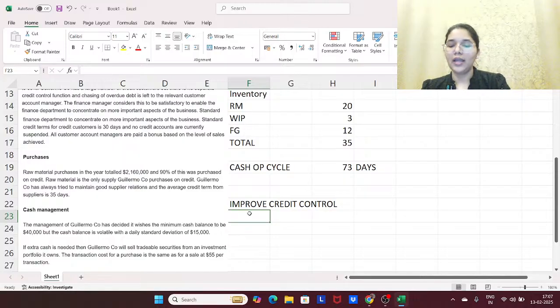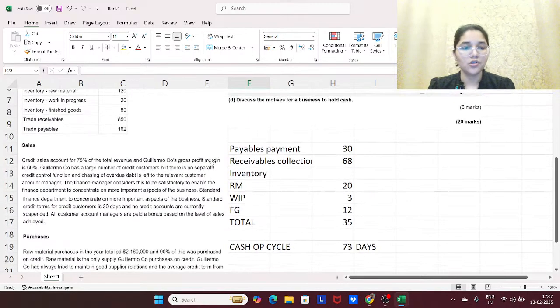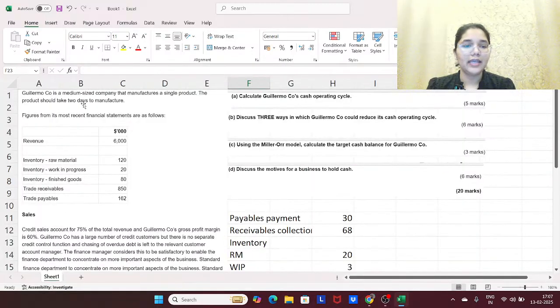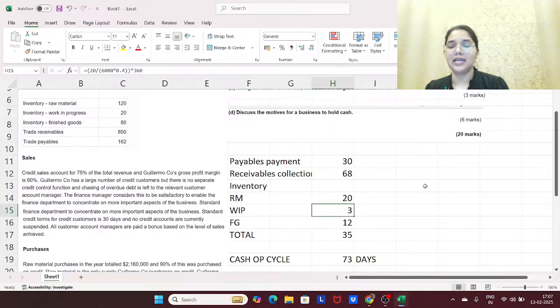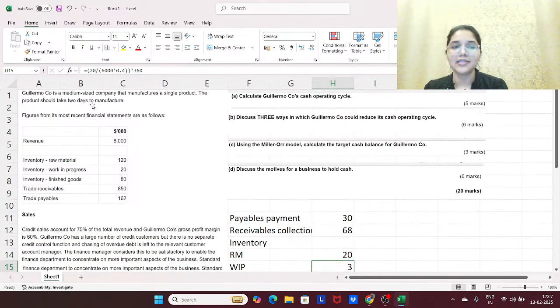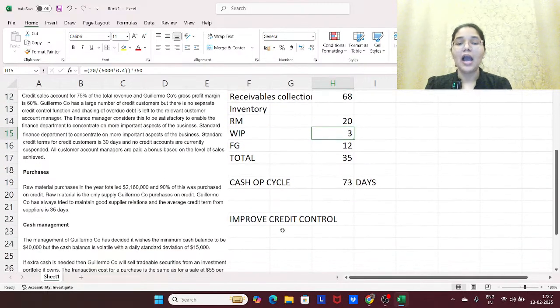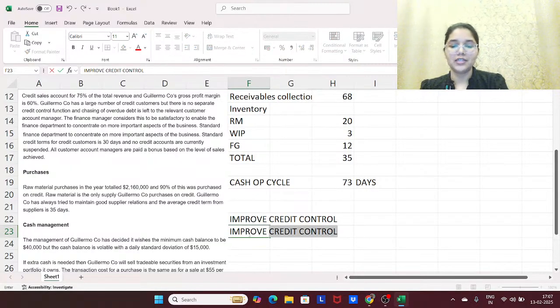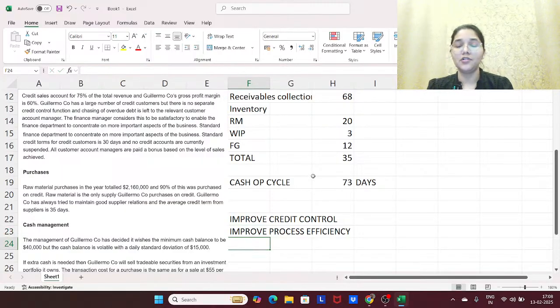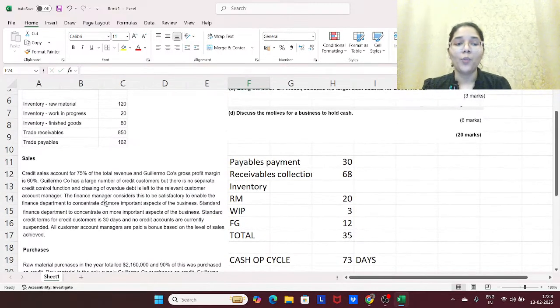Then what else can you do? It is mentioned over here that this product takes 2 days to manufacture, but when we see the work in progress days, we see that it is 3 days. That means instead of taking 2 days, people at your company are taking 3 days to manufacture the goods. So they should improve the efficiency of the process. So all of the points that are given to you in the question, see, this is all there to help you link it to the scenario. Why did they give you the information relating to the credit customer days?